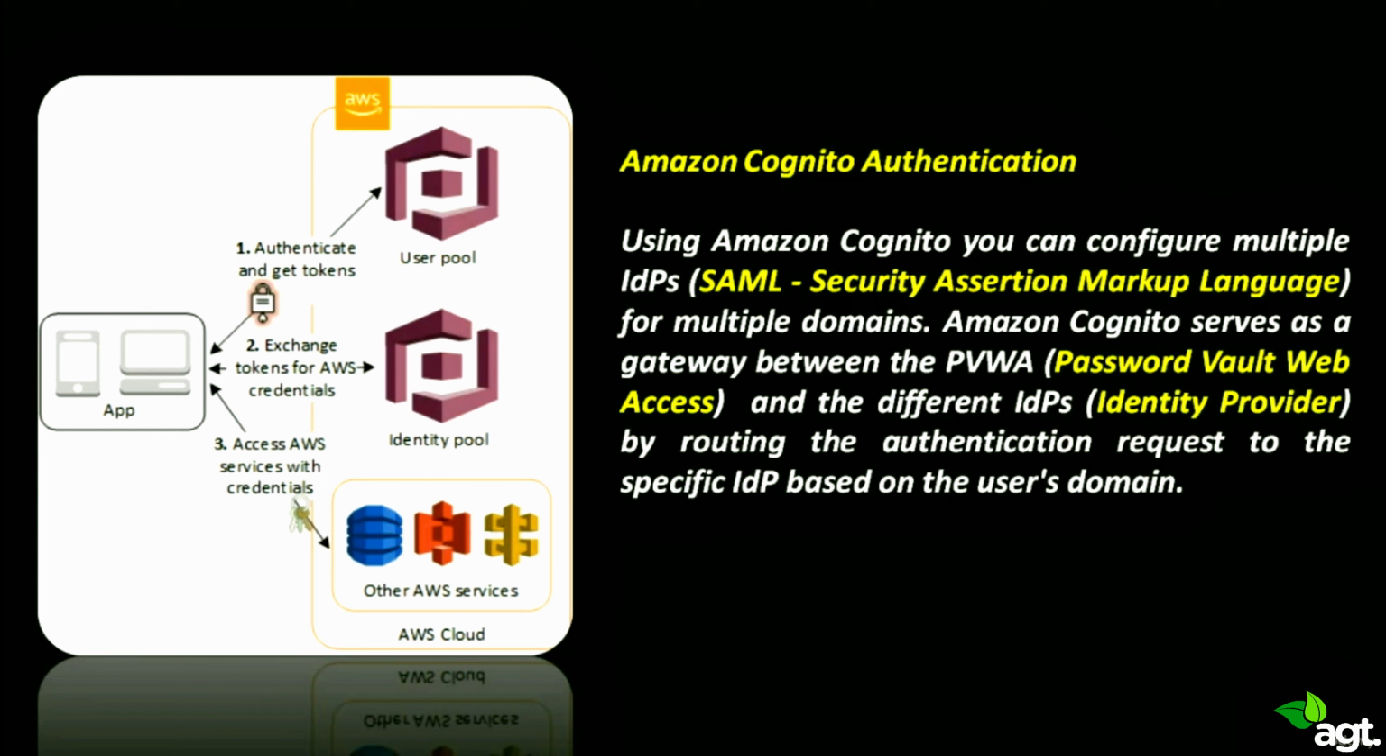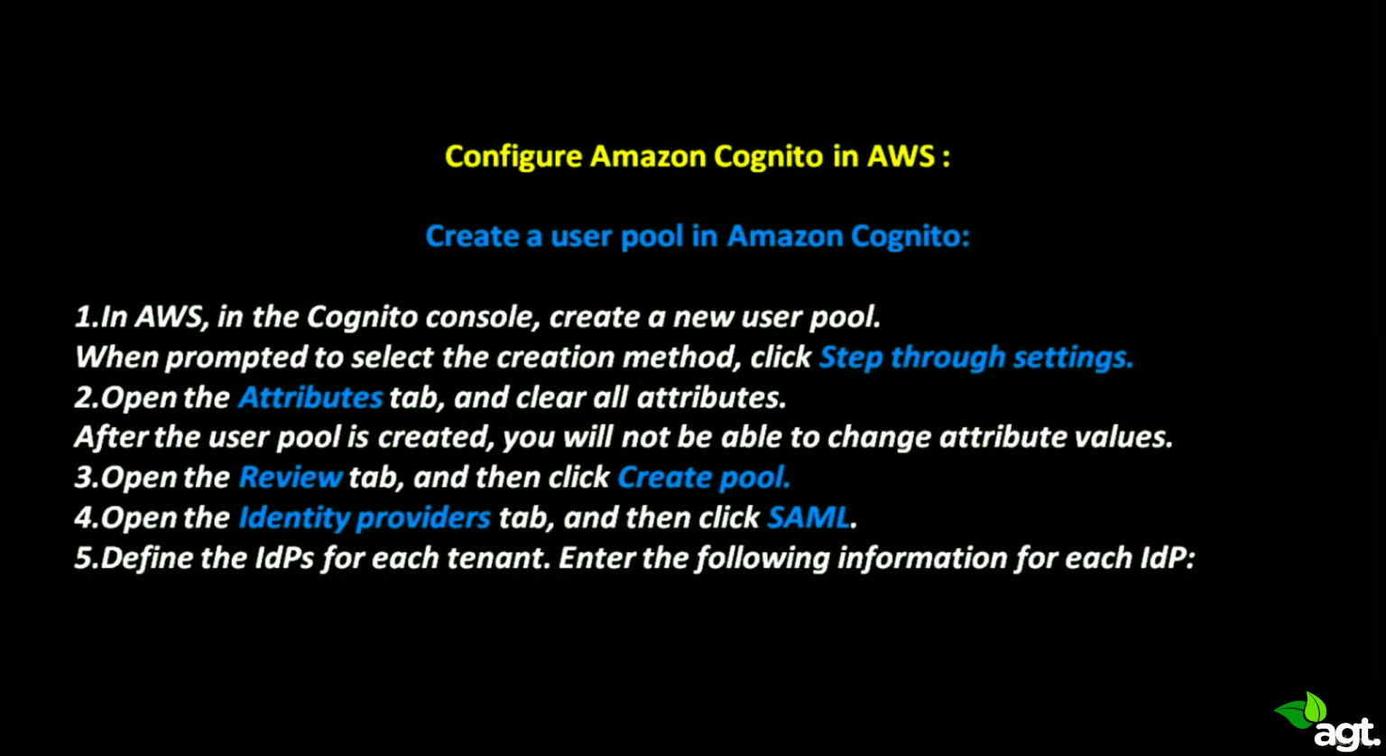Actually, this lecture is aimed at people familiar with Amazon Cognito. If you are new to Amazon Cognito and would like to learn more, you can go to the Amazon Cognito website and find out more information. The following sections include the procedures required for configuring the Amazon Cognito authentication method in PVWA, Password Vault Web Access. Before you configure Amazon Cognito in PVWA, you must first configure it in AWS.